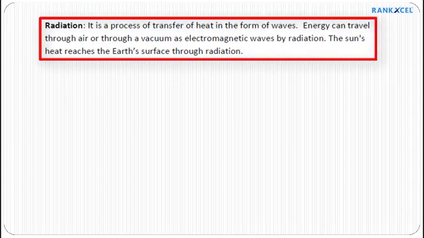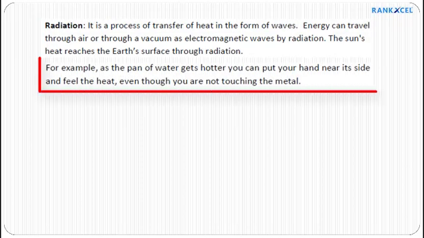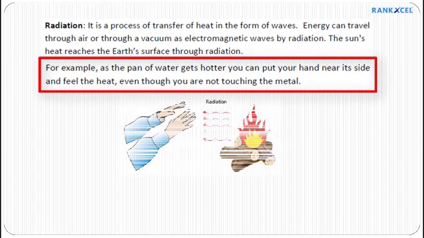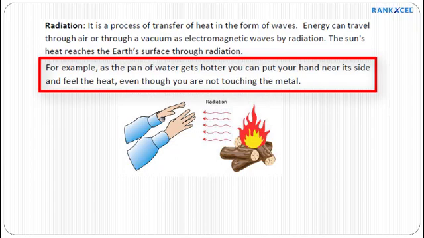Radiation. It is a process of transfer of heat in the form of waves. Energy can travel through air or through a vacuum as electromagnetic waves by radiation. The sun's heat reaches the Earth's surface through radiation. For example, as the pan of water gets hotter, you can put your hand near its side and feel the heat, even though you are not touching the metal.